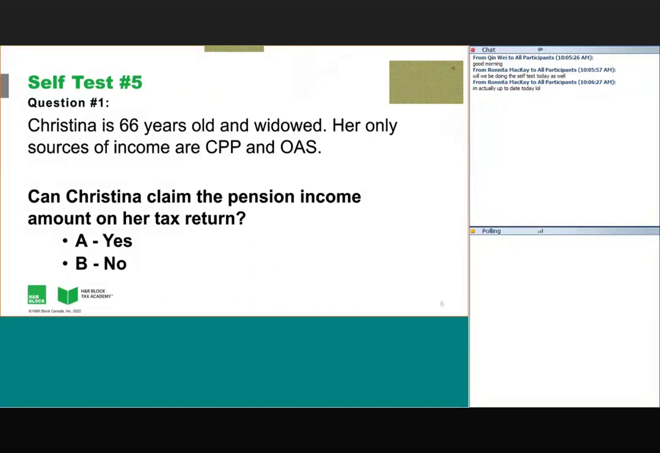I'm going to shut off my camera. But our first question is, number one: Christina is 66 years old and widowed. Her only source of income is CPP and Old Age Security. Can Christina claim the pension income amount on her tax return? Yes or no? Let me go to the polls.